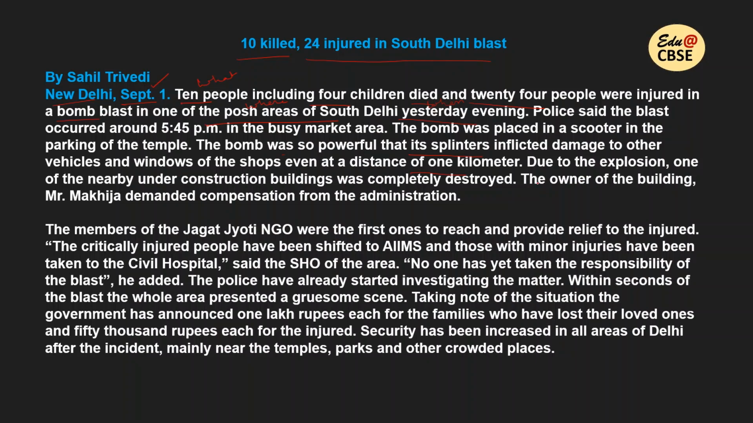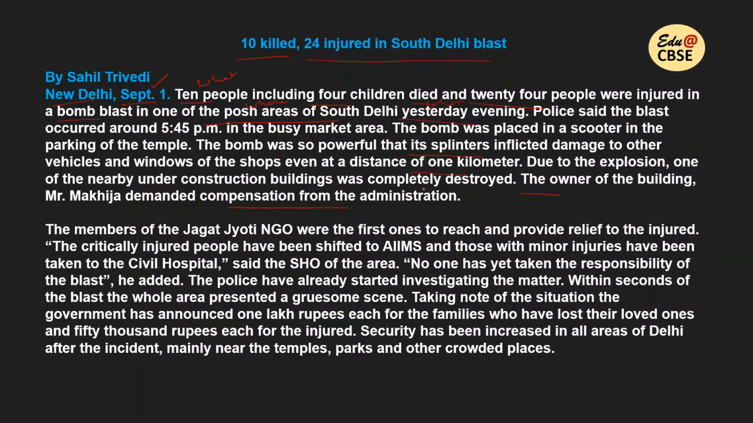Due to the explosion, one of the nearby under construction buildings was completely destroyed. The owner of the building, Mr. Makija, demanded compensation from the administration. Here you are writing about the gravity of the situation, what had happened, how many things were damaged, and what was the effect of that damage on people. The owner of that building was demanding compensation from the administration.